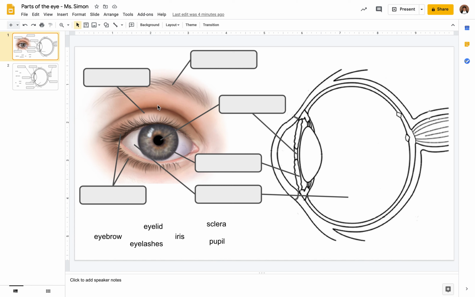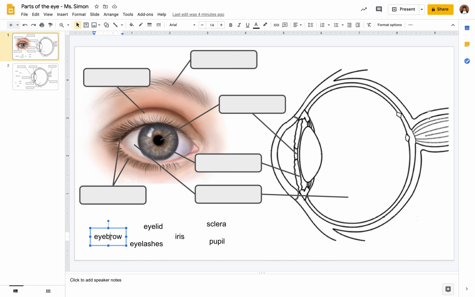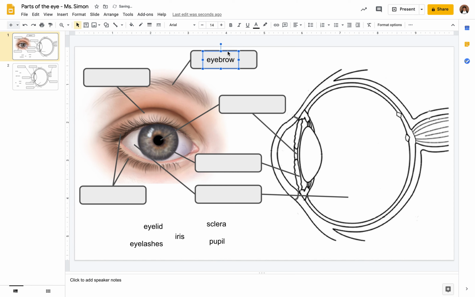So let's start with the easy stuff, what you already know about the eye. So here is a picture of an eye. You can tell by the way that the eyelashes go and by this little pink part here and the tear duct here that this is where the person's nose would be. So if we're looking at this eye, we know that the hair that grows along the bone above the eye is called the eyebrow. So we're going to take that and drag it into that box.